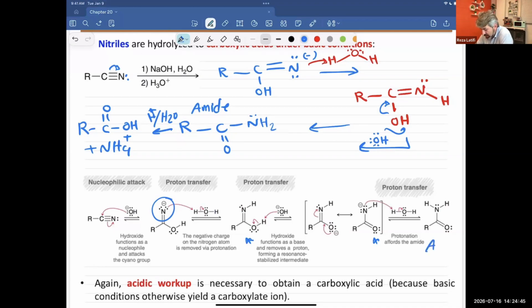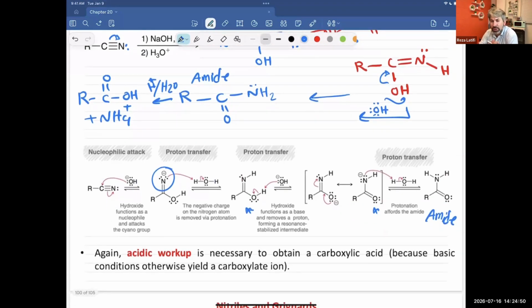And that's an amide. So in order to complete the hydrolysis, we need to do workup. Otherwise, the reaction is going to stop here, and it will give us amide. So we can prepare amide from nitrile. But if you want to run full hydrolysis, you need to treat it with aqueous acidic solution.